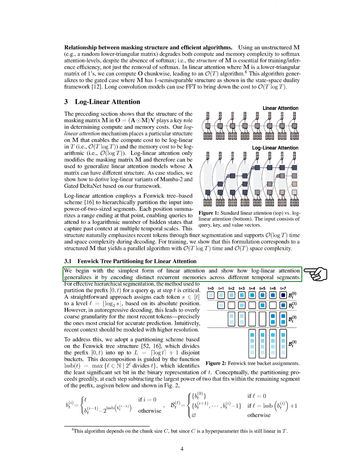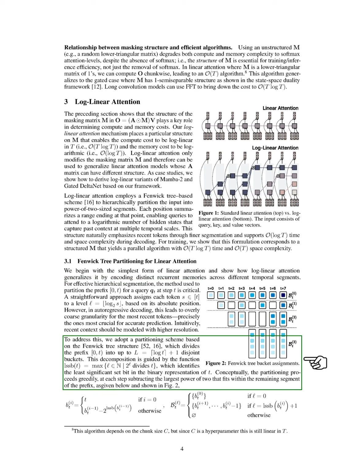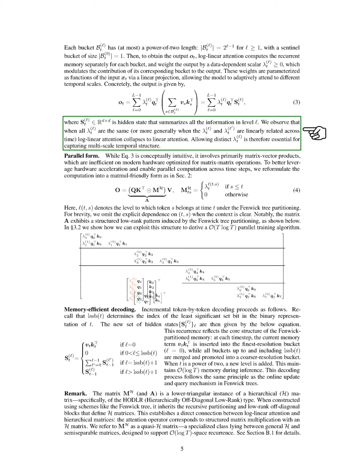Finally, we explain how log linear attention generalizes the simplest form of linear attention by encoding distinct memories across different time segments. We adopt a Fenwick tree structure for effective hierarchical segmentation, which helps us model recent context with higher resolution. Our partitioning scheme divides the input into disjoint buckets, allowing us to compute the output by separately handling each bucket and weighting it based on the input. This adaptive approach is essential for capturing multi-scale temporal structures.